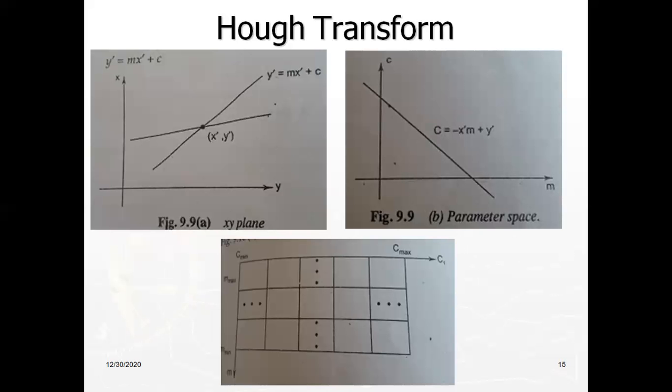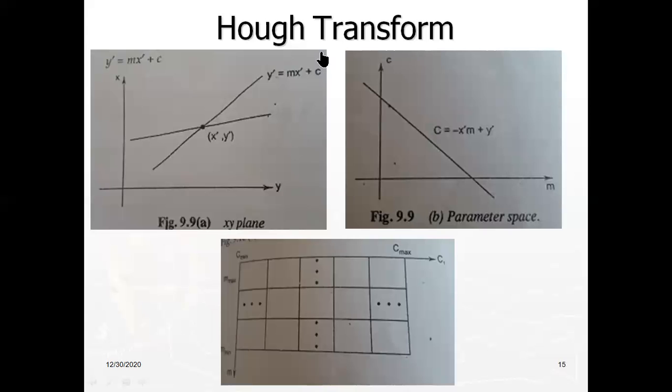Next, we can use one more concept called Hough transform. So basically, a line can be represented this way. This is the xy plane we have. In the xy plane, you will have the x-axis and y-axis, and the equation for a line can be written as y dash equal to mx plus c. The basic line equation is y equal to mx plus c. Here we have written it as y dash equal to mx dash plus c.